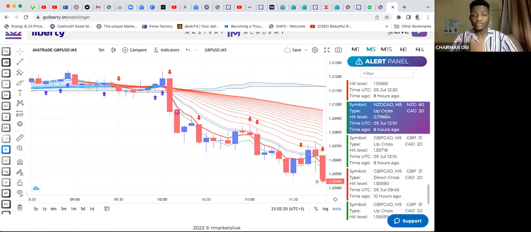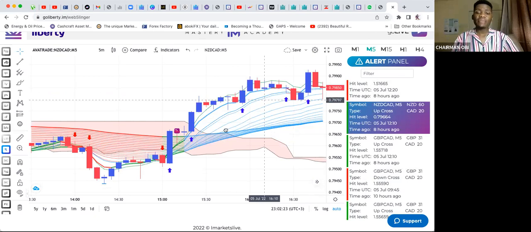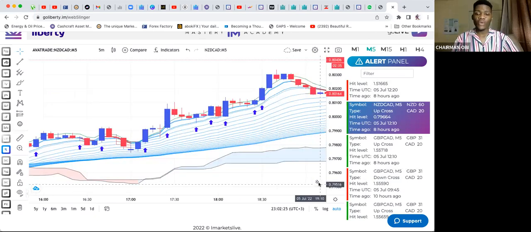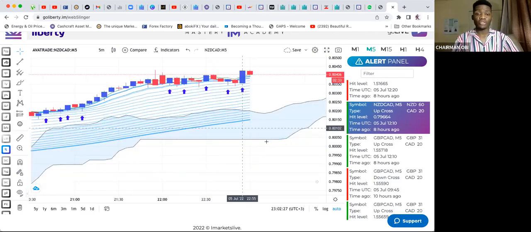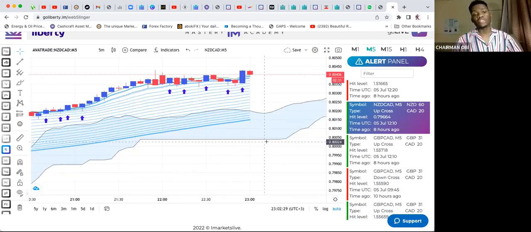NZD CAD. Okay, good. Now, guys, what are the determinants for you to enter a market on Webslinger? This is where we now begin the major thing. What are the determinants for you to enter a Webslinger? When you want to enter a Webslinger trade, the first thing you must look at, please pay attention. This is the time you have to start using your pen and book. Write on front of your book, Webslinger strategy. What are the determinants you need to enter a Webslinger strategy?